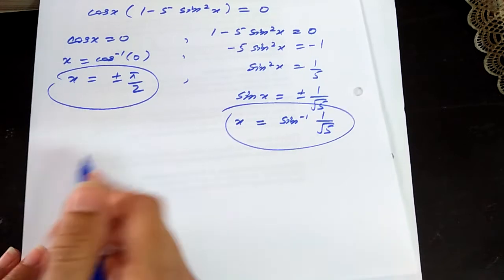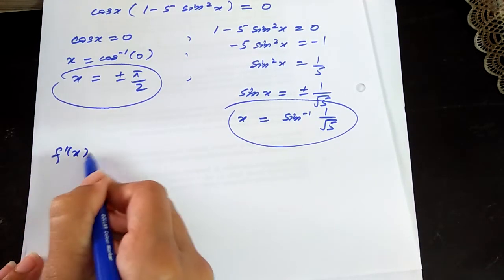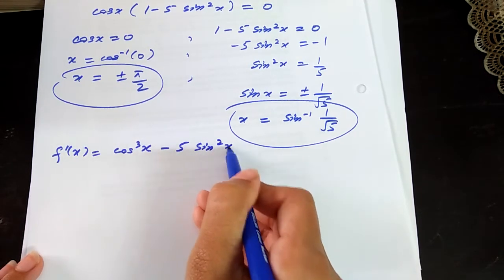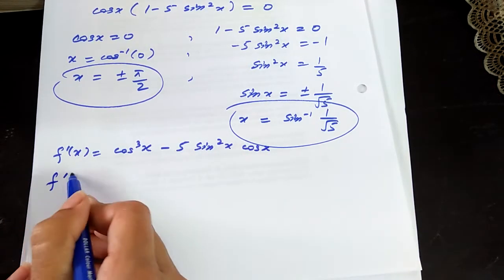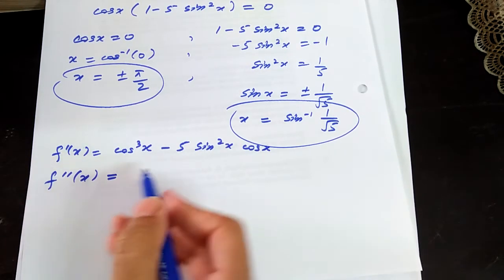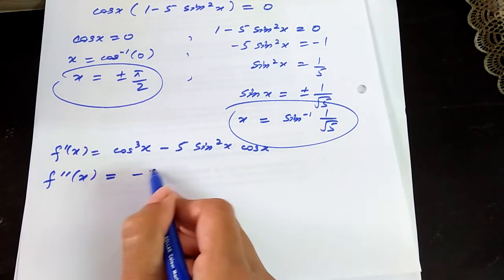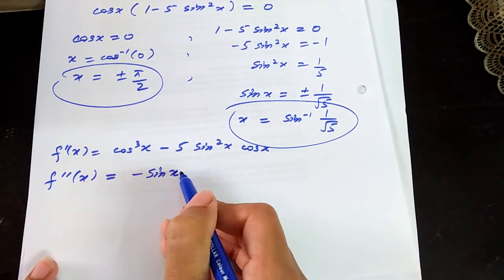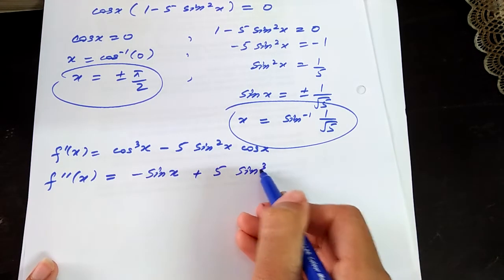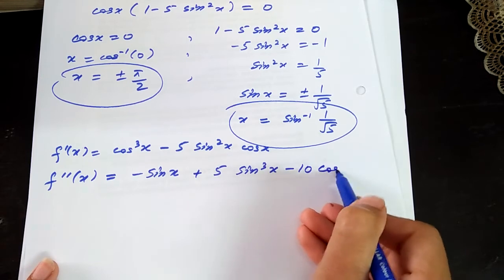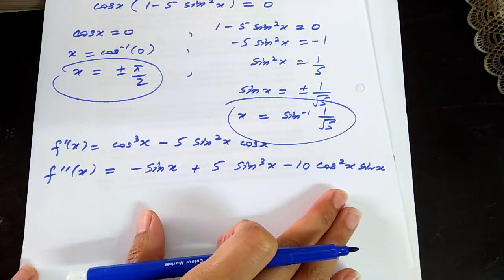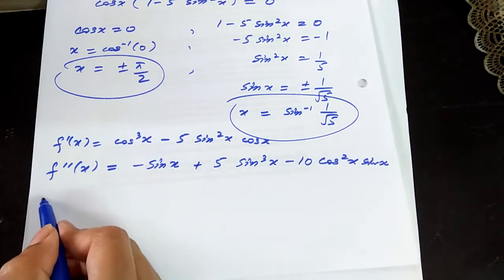We need the second derivative now. We have the first derivative, that is equal to cos cube of x minus 5 sine square of x cos of x. Second derivative, after the simplification, will be minus sine of x plus 5 sine cube of x minus 10 cos square of x sine of x. This will be the answer for my second derivative test. Use these points in the second derivative.